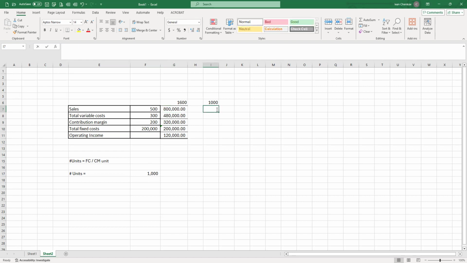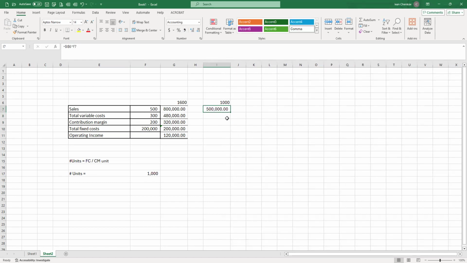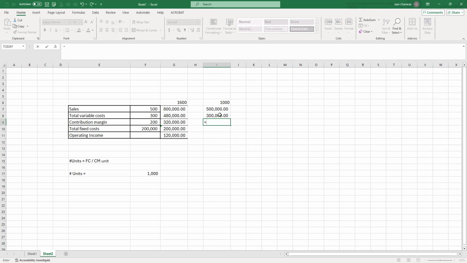We're going to apply the formula: 1,000 units times $500. That's going to give me $500,000 in sales. That will be related to once I sell 1,000 units, times $300 per unit. That's $300,000 variable cost for the 1,000 units. That generates a contribution margin of $200,000, which is exactly what I needed to cover my fixed cost. And in that case, my operating income will be exactly at the break-even, or zero.